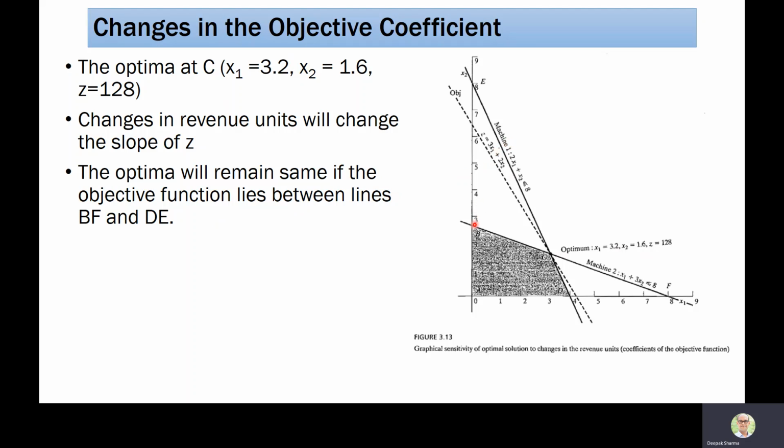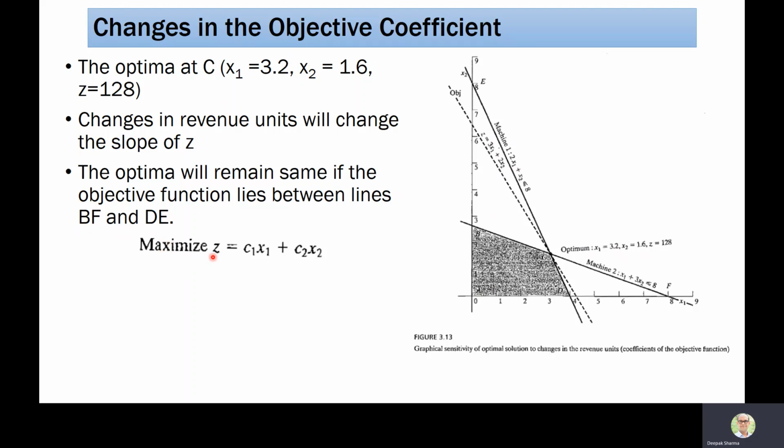Now look at the graph. This is the Z equation, which is given as 3x1 plus 2x2. When I move away from the origin, I get the optimum solution. The condition is that our optimum solution, X1 and X2, should not change. Suppose I want to change 3 to something else and 2 to something else. It means that the slope of this line Z should lie between the slopes of the non-redundant binding constraints, which are the machine 1 and machine 2 constraints. That's why I have written that the slope should lie between the BF and DE lines.